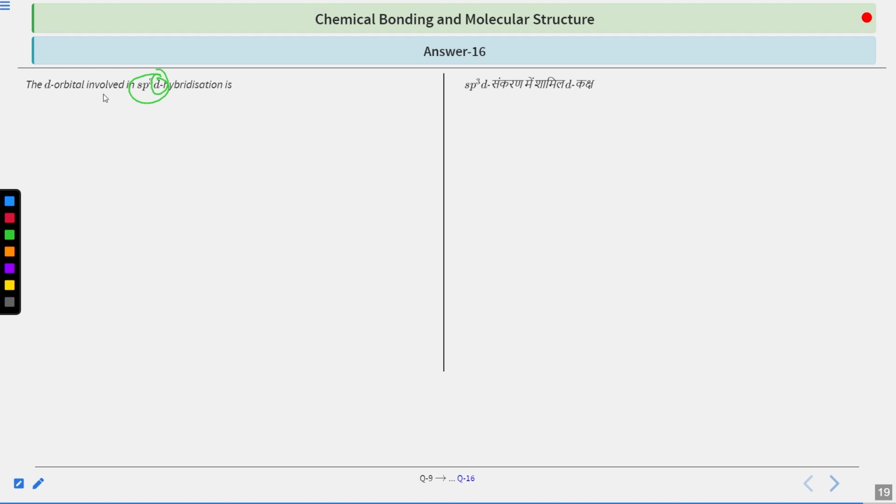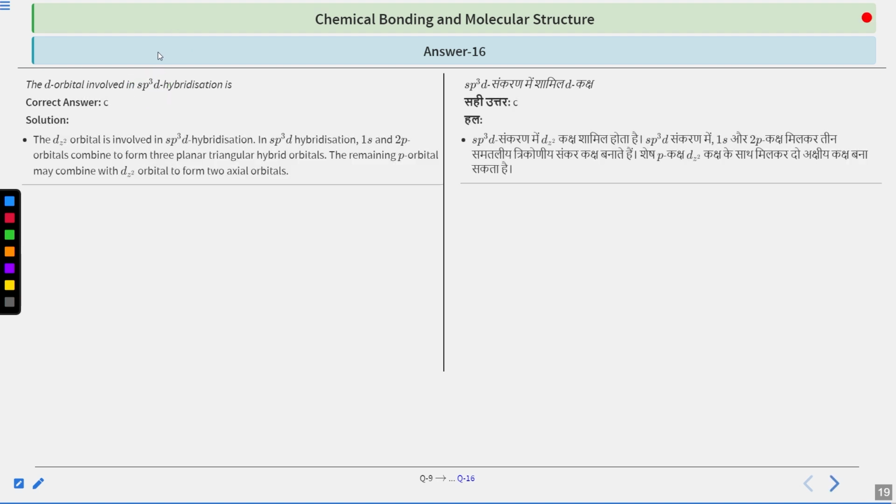But in this case, since only one d orbital is allowed, that d orbital should be the one suitable for this bonding. Okay, so how will we see it? The correct answer is C. This is dz square. First of all, the answer is dz square, and it is involved in sp3d hybridization.